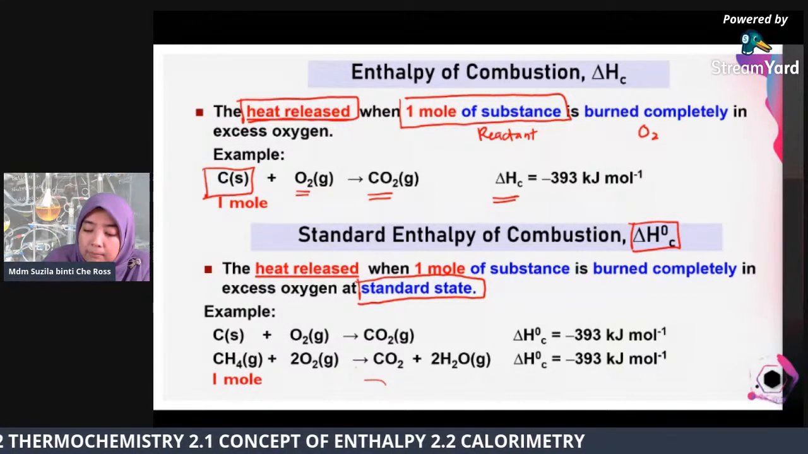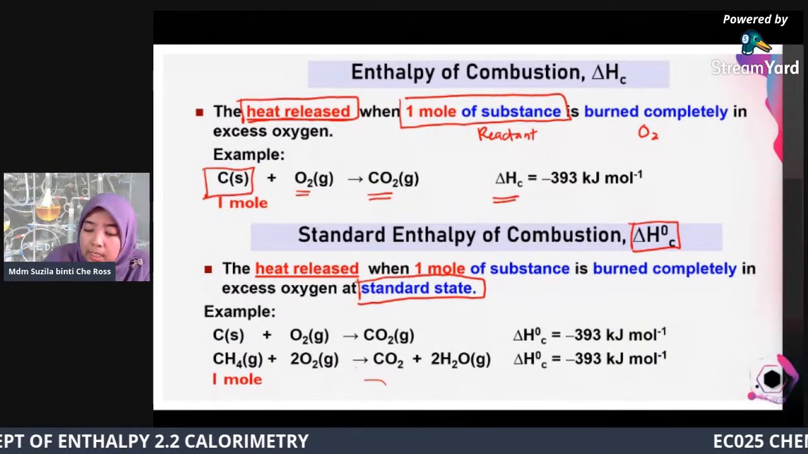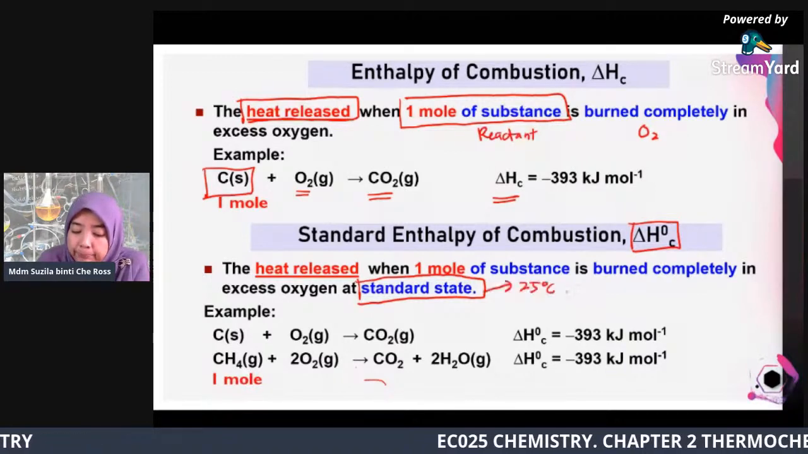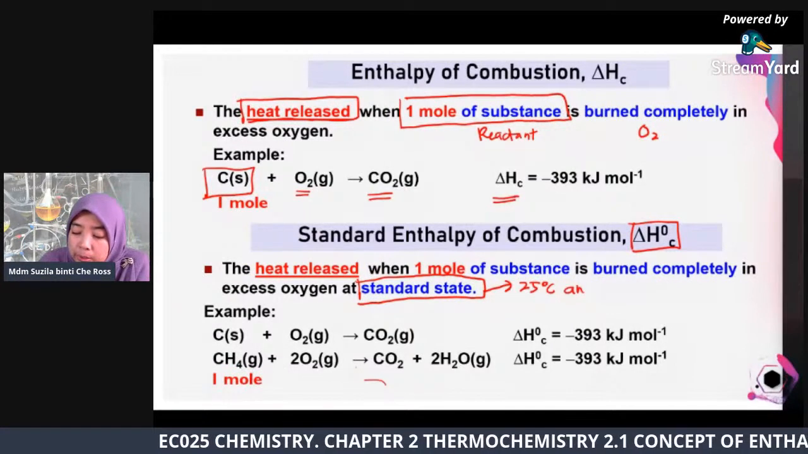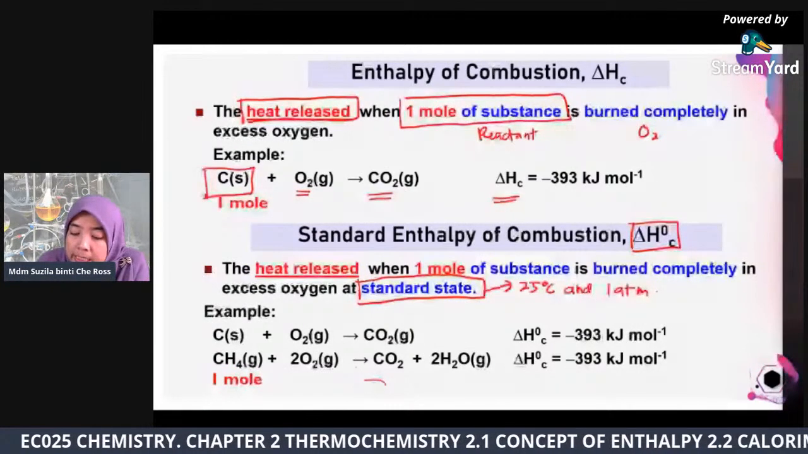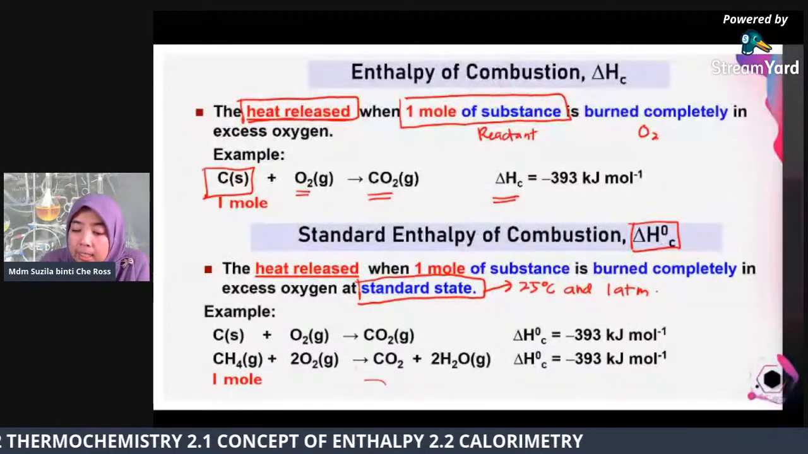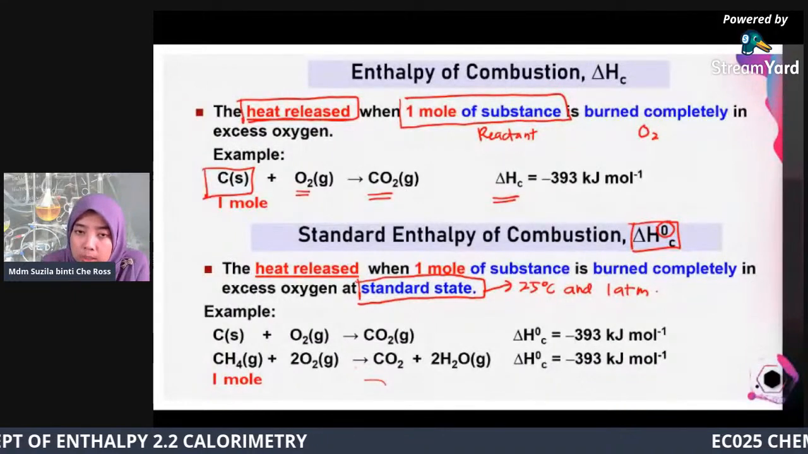Standard state means 25 degrees Celsius and 1 atm. So for the symbol, for standard enthalpy of combustion, it has delta H with a standard symbol, C. For enthalpy of combustion, delta Hc only.